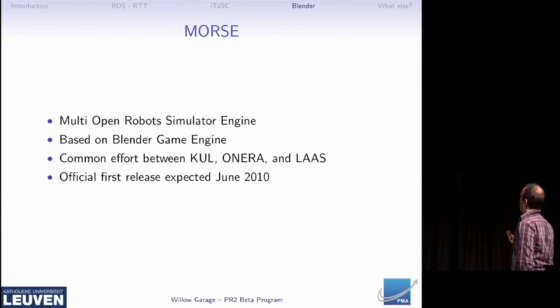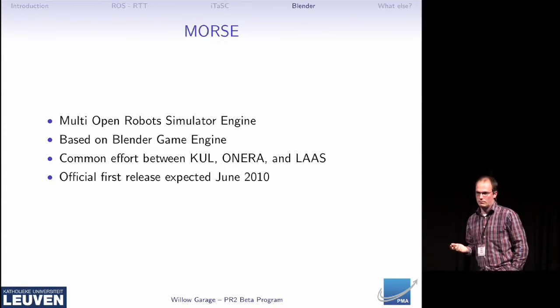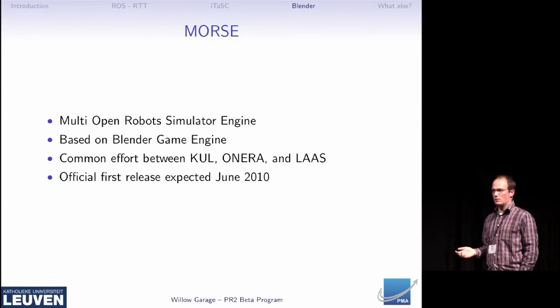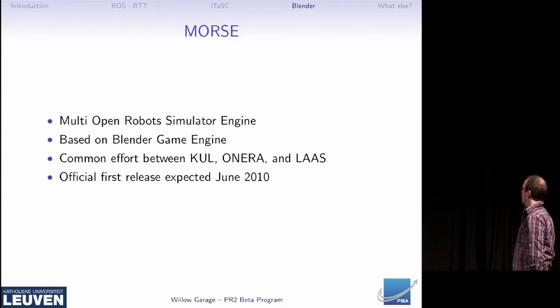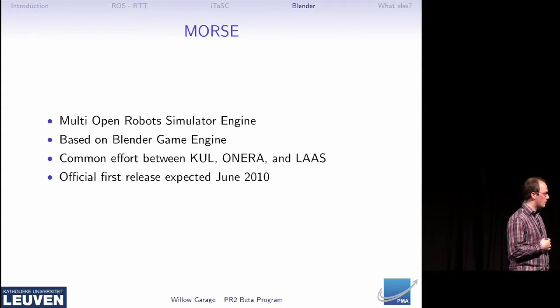So how are we planning to do that? We're working together with the people from LAAS in Toulouse and ONERA, and we're creating what we call Morse. It's based on the Blender game engine and provides an interface that is middleware independent to your algorithm. Its first official release will be upcoming month.